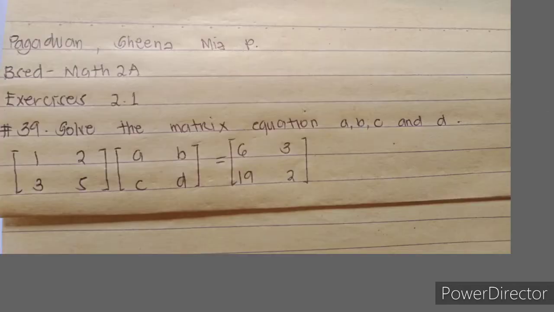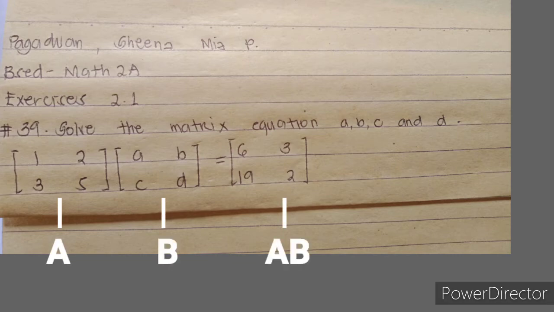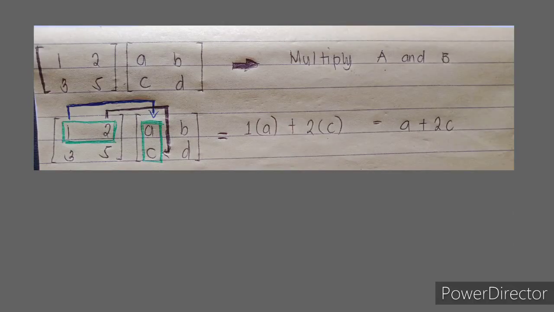Let's start. Solve the matrix equation for A, B, C, and D. [1, 2; 3, 5] multiplied by [A, B; C, D] is equal to [6, 3; 19, 2]. First, let's denote the first matrix as A, the second matrix as B, and the product of the two matrices as AB. Then, the first step is to multiply A and B.